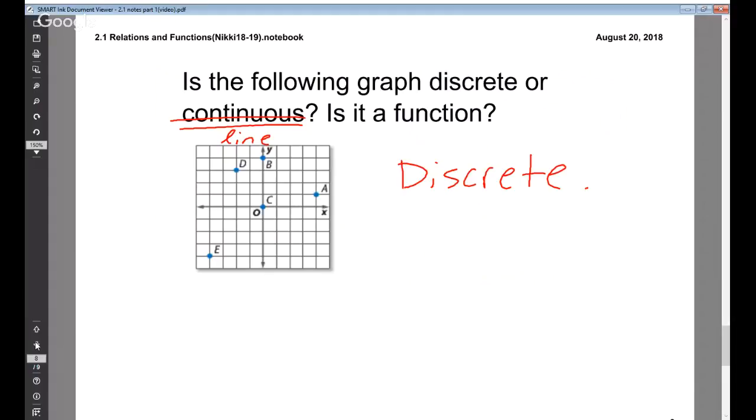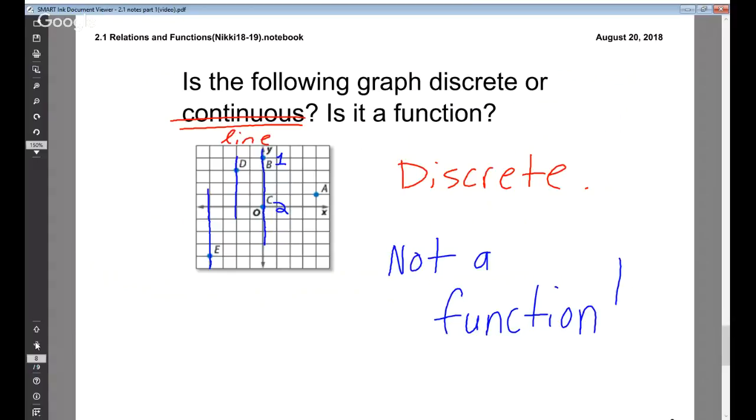Well, let's take a look at each of these points and put a vertical line through it. That was a bad vertical line. Let's try this again. Vertical line, that's good. Vertical line, that's good. Vertical line, uh-oh. We found a vertical line that went through not only 1, but 2 points. And anytime it goes through 2 points or more, it is not a function. Done.